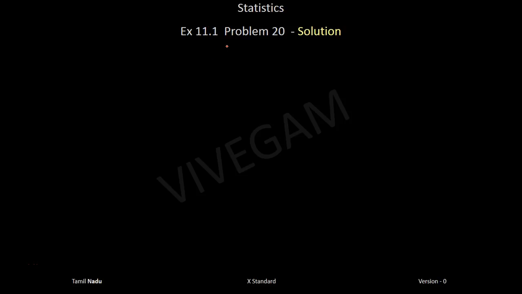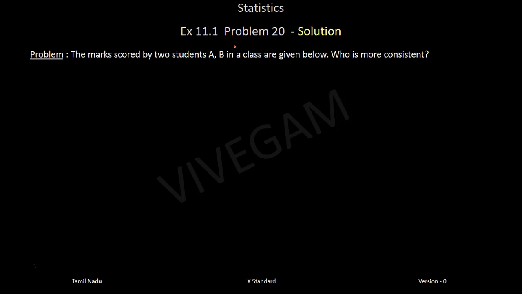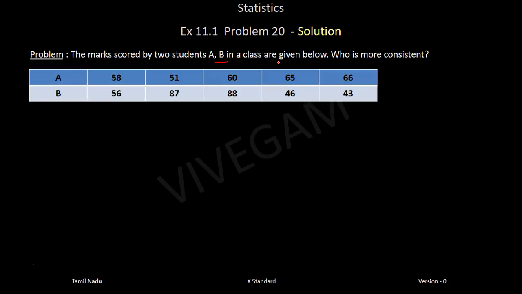Exercise 11.1 Problem 20 Solution. The marks scored by two students A and B in a class are given below. Who is more consistent? Okay, so let's take the first student. Both the students are given, right?